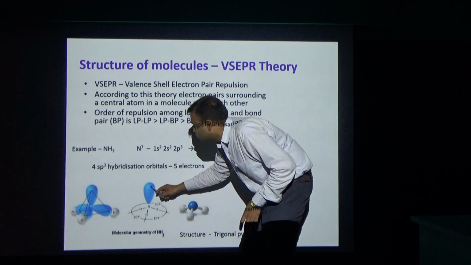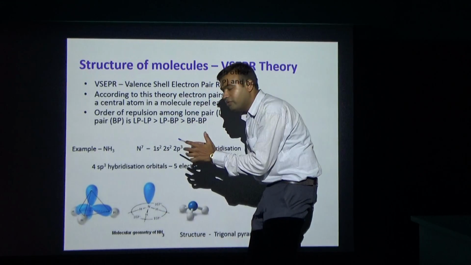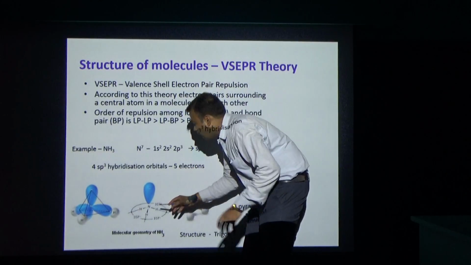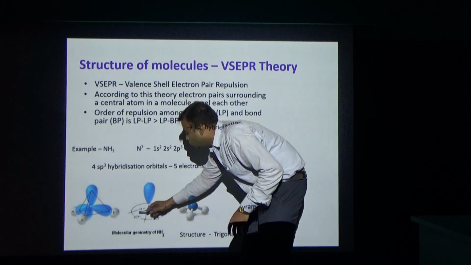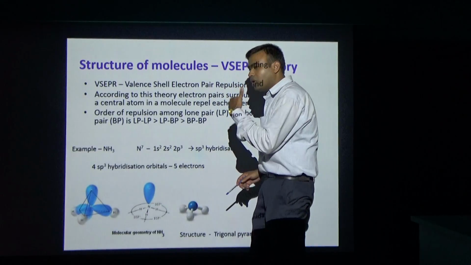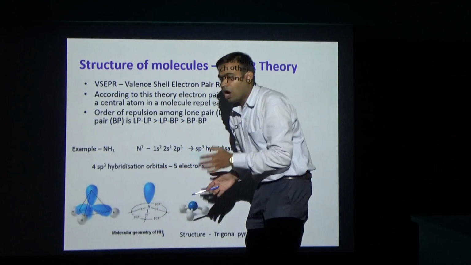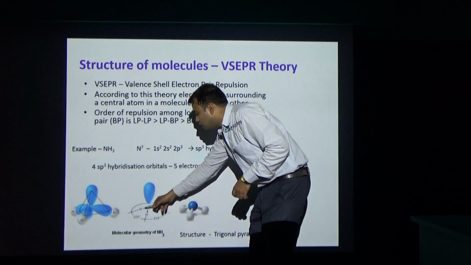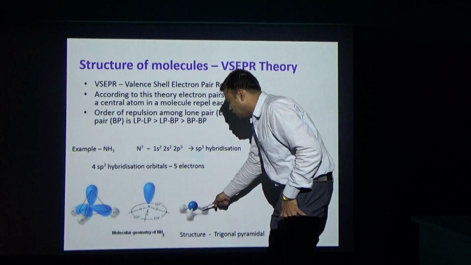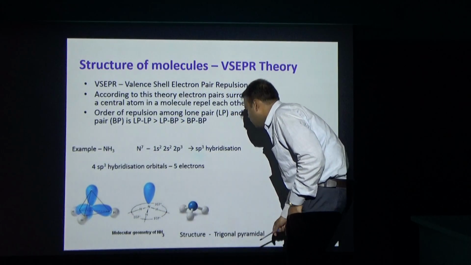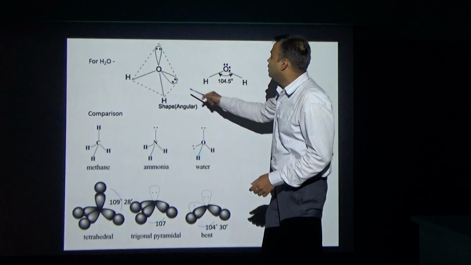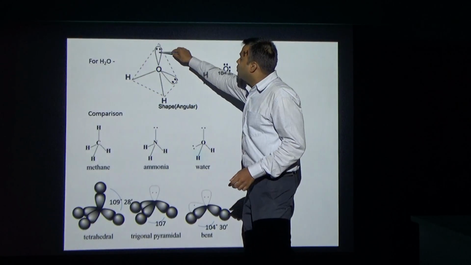At this point, this lone pair will repel the bond pairs and squeeze them, and this angle becomes 107 degrees, whereas a normal tetrahedral structure has an angle of 109 degrees and it has reduced to 107 degrees, and the structure becomes trigonal pyramidal. Very similarly, it is the case for water, where there will be 2 lone pairs.